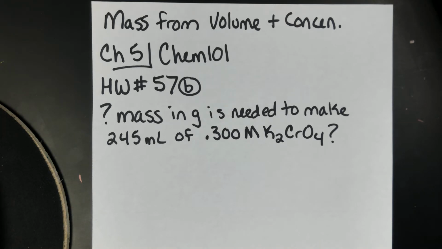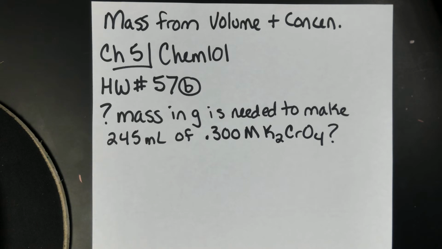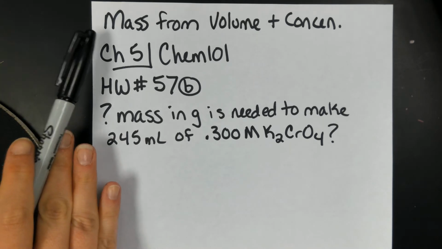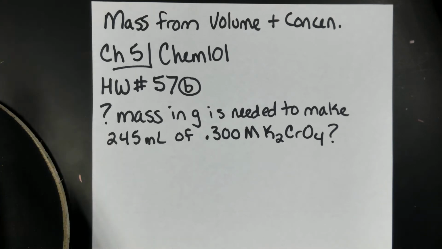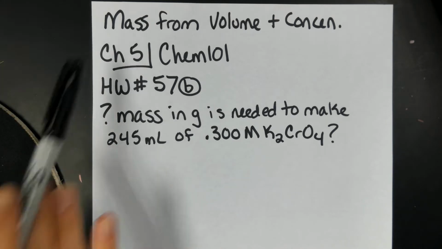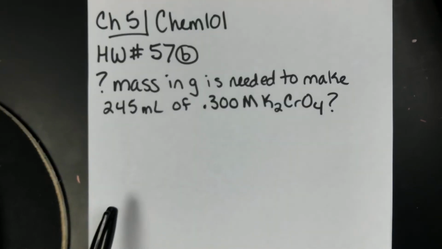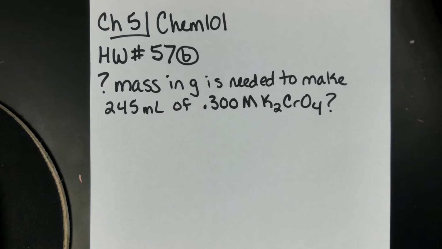So for this video we are going to be doing a little bit more of a challenging problem. This is going to cover a bunch of steps, so this is a really good practice problem. It's from chapter 5 and it's for Chem 101 or anybody that wants to join in. What we're going to be doing is calculating the mass needed of a solute if I'm given the volume and the concentration. So this is from the homework. It's number 57 part B, because I think it's a little bit more difficult than part A.